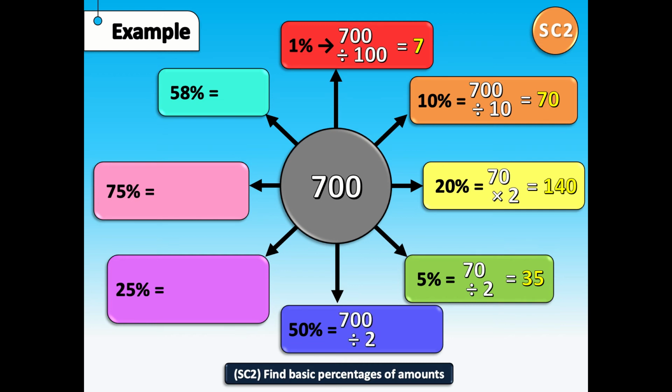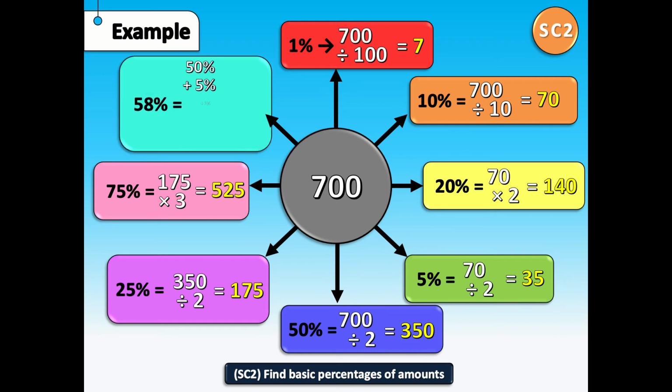50% of 700 is 350. 25% of 700 is 175, because I half 50%. And 75% of 700 is 525, because I times 25% by 3. And if I wanted to find 58%, I can add together 50%, 5%, and 3 1%, and that will give me 406.